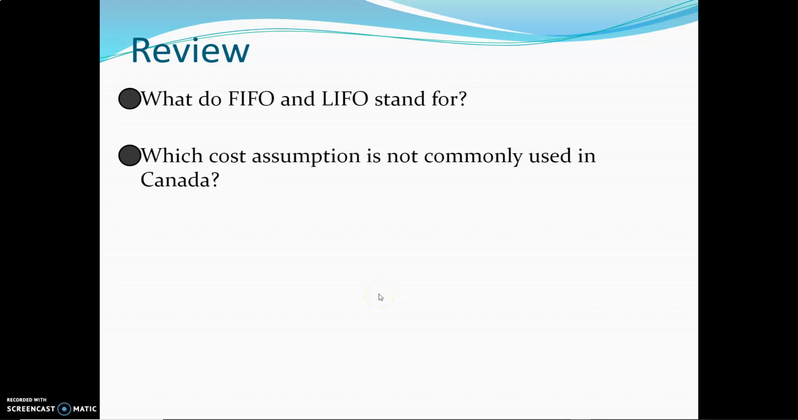All right, welcome back. We're going to be looking at inventory control a little bit more. And specifically, remember those cost flow assumptions? Let's kick it off with that.